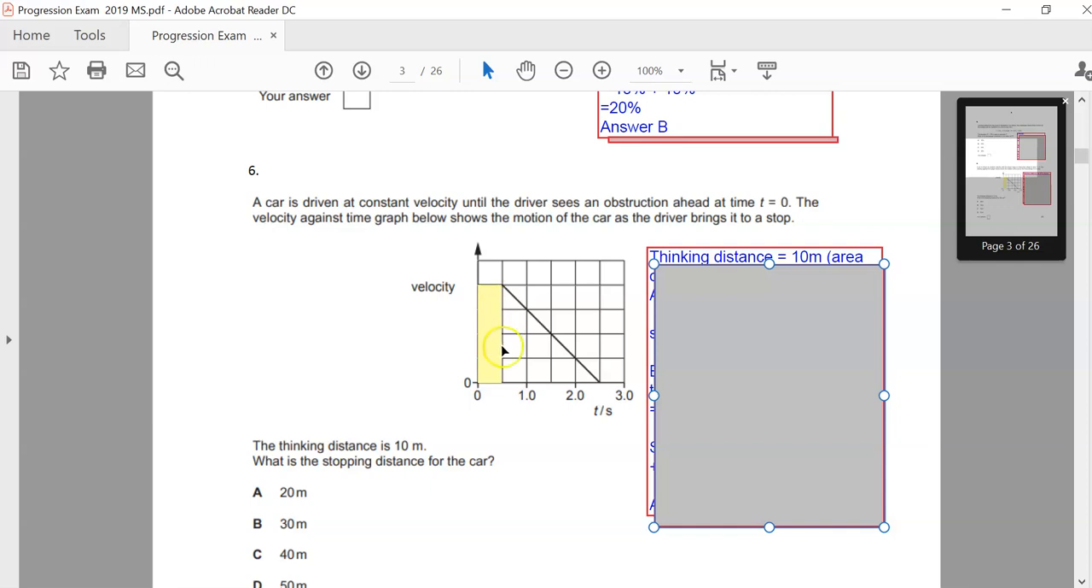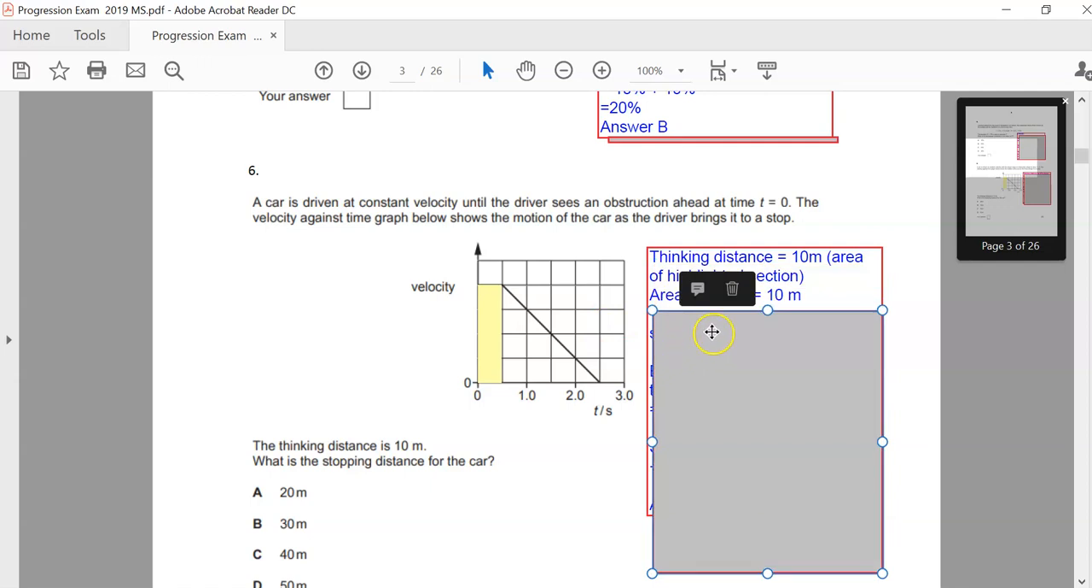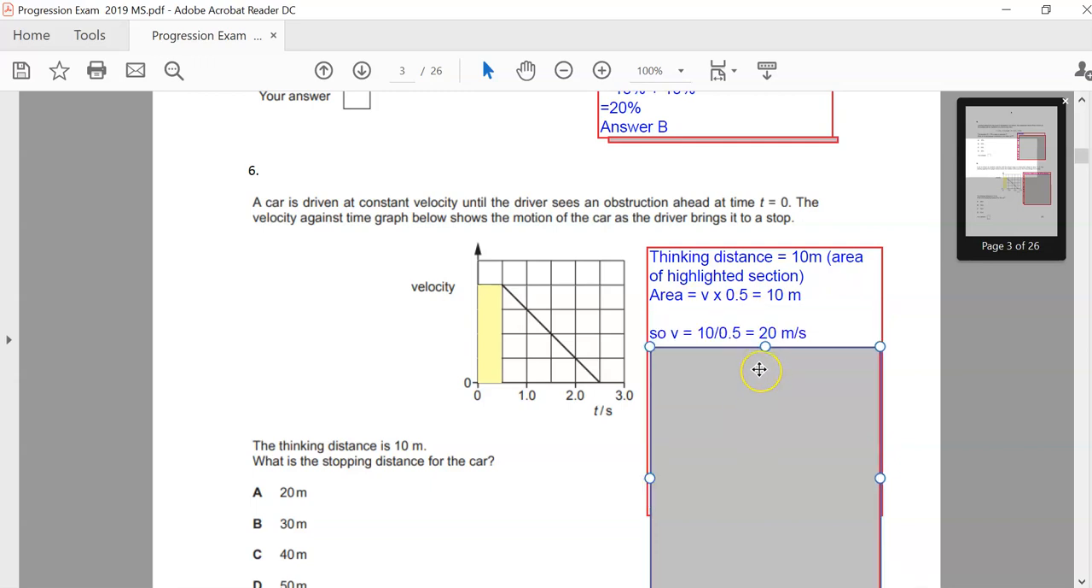We've been given the information about how long it takes for the driver to actually apply the brakes when they see the obstruction. We know that this graph is constant velocity until this point here, and that occurs at 0.5 seconds. We also know that the area of that rectangle represents 10 meters. So we can work out what this velocity is. Thinking distance is 10 meters, which is the highlighted section. The area therefore is V times 0.5 is 10 meters. Rearranging that for V, we get 20 meters per second. So that is 20, and that means we can now work out the area of the triangular section as well, which is the braking distance.